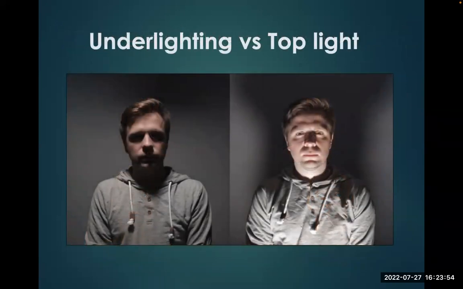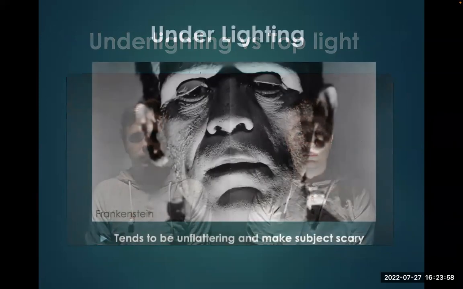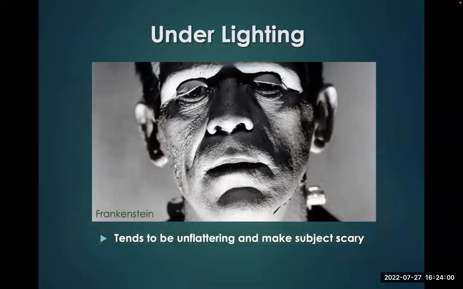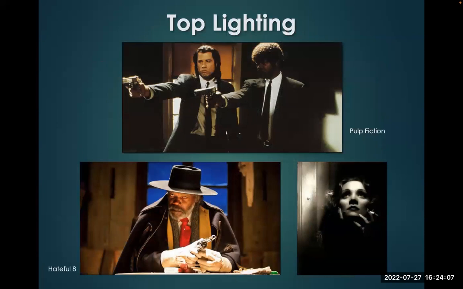Here's underlighting versus top lighting. Again, not so flattering to the face, but it can be useful, particularly in horror. This is from Frankenstein, and very effective for creating a monster look, the underlighting. Top lighting is used by some artists. This is Quentin Tarantino in a few of his films. This is Marlene Dietrich. She wasn't in a Quentin Tarantino film. Pulp Fiction, you can clearly see the lighting's coming from above.